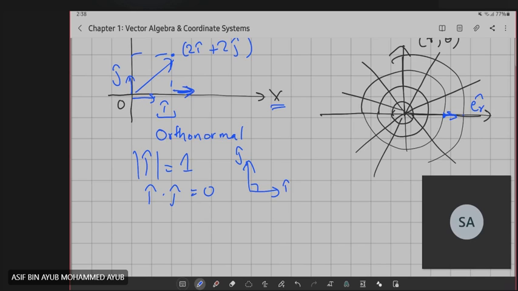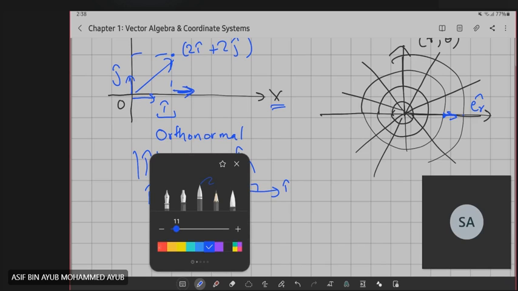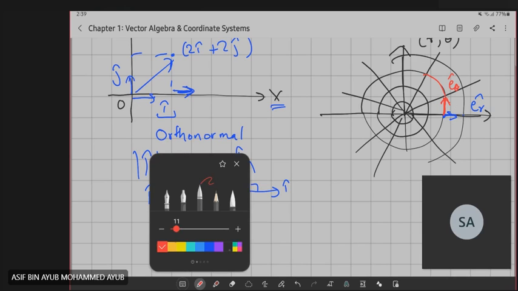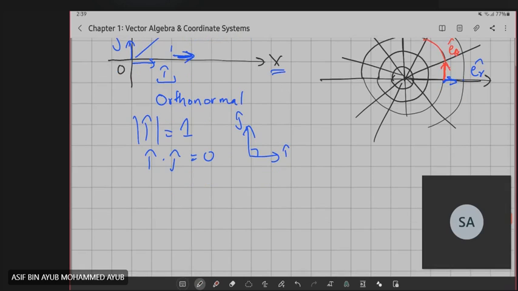Now suppose I fix r and I increase theta. You're only allowed to change in the direction of theta. If I fix r at 2 and theta is changing like this, e_theta must be in this direction. If you increase theta, you'll go here. So the direction is tangent to this. Then again, e_r and e_theta are perpendicular to each other, so they're also orthonormal.